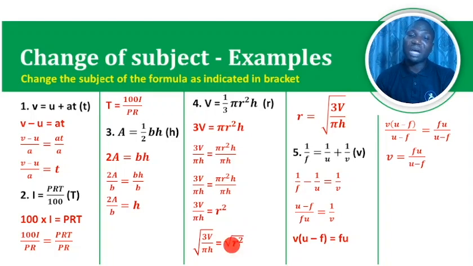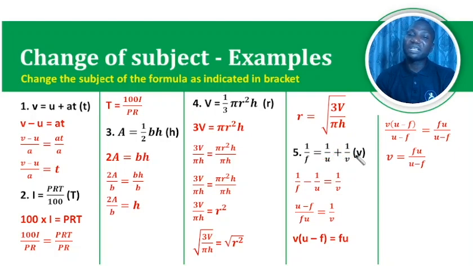So we'll be left with r equals the square root of 3v over pi h. And to question number 5, we have 1 over f is equal to 1 over u plus 1 over v. We have to make v the subject. Look at where my subject is. My intended subject is here, and this 1 over v is added to 1 over u.